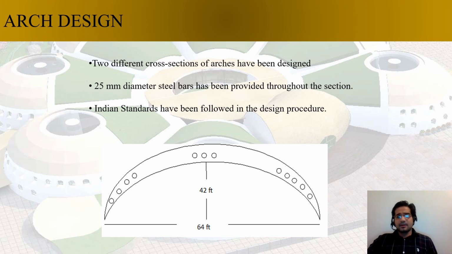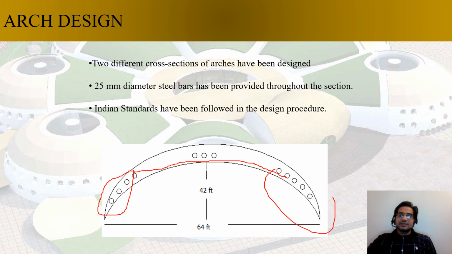Arch design. So the arch design was done, as I told you, using the Indian standards. There were two different cross sections of the arch that have been designed. The initial portion, when you get inside the building from the welcoming area, has smaller arches, and once you go inside the lobby, it has bigger arches. So 25 millimeter diameter steel has been provided throughout the section, and the Indian standards have been utilized. You can see that these are provided all around the section here, and the cross section was 42 feet in height and 64 feet in the X plane.